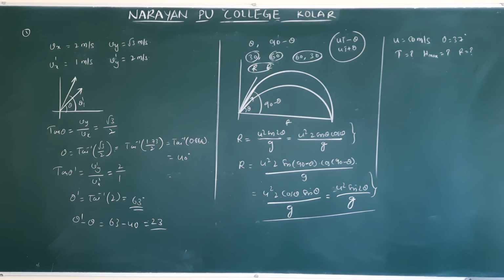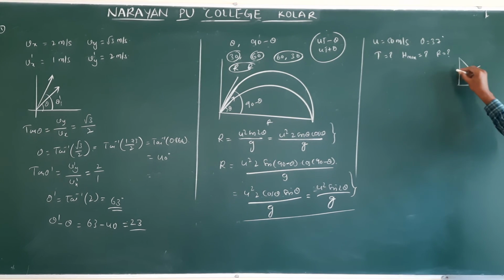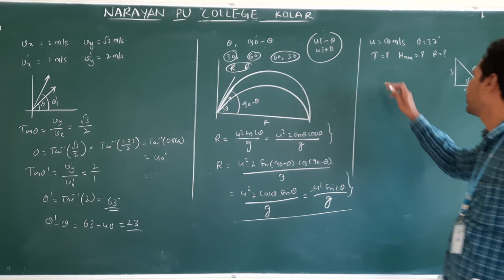Now 37 is there, clear? Then to find this, how do we do? Already I have given one triangle. This is 37, this is 5, this is 3, this is 4. Clear? Now time of flight.